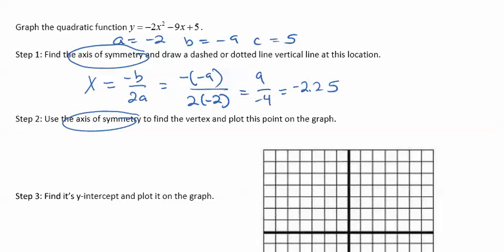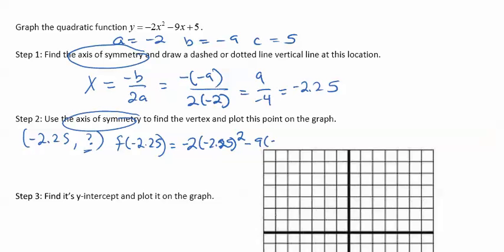Now we're going to use that axis of symmetry. So an x value of negative 2.25, and we're going to plug it into our equation in order to find that missing y value for our vertex. So f of negative 2.25 is equal to negative 2 times negative 2.25 squared minus 9 times negative 2.25 plus 5. Take a minute and go ahead and calculate that using your calculator and find out what that exact y value is, and then we'll graph it.